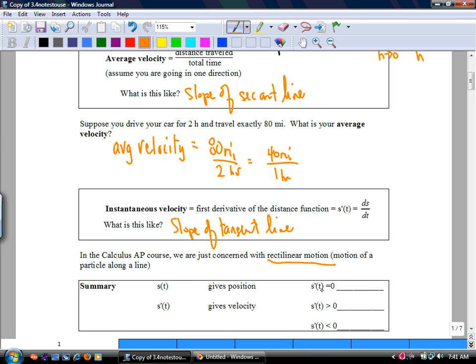What does s prime of t equals 0 tell you? If you solve this equation, s prime of t equals 0, what does it give you? You haven't moved. You are stopped. You have no velocity. You have stopped.